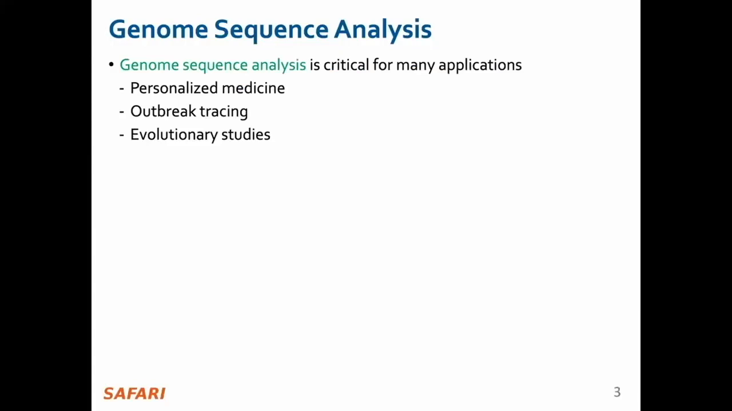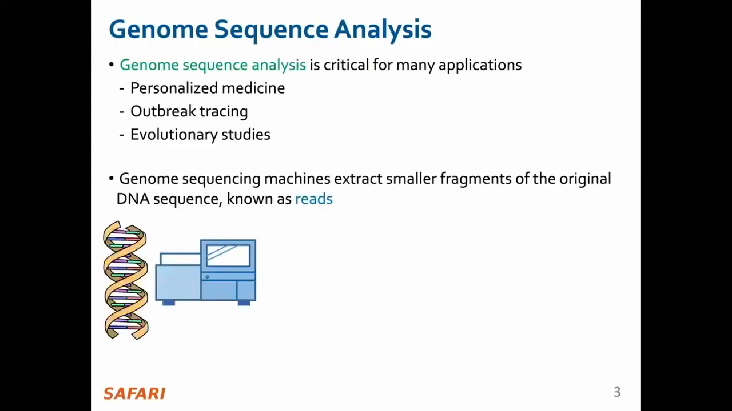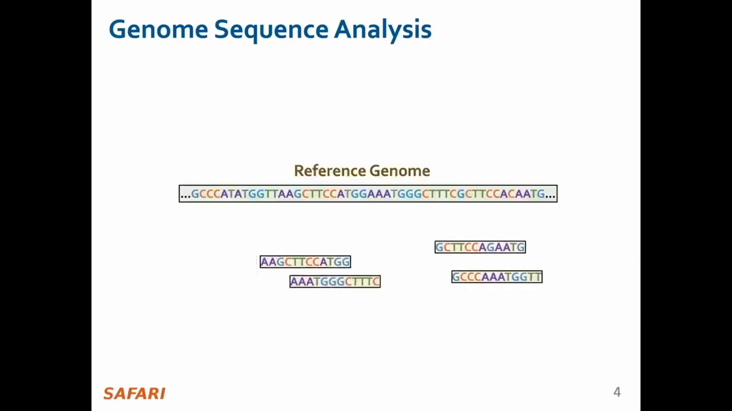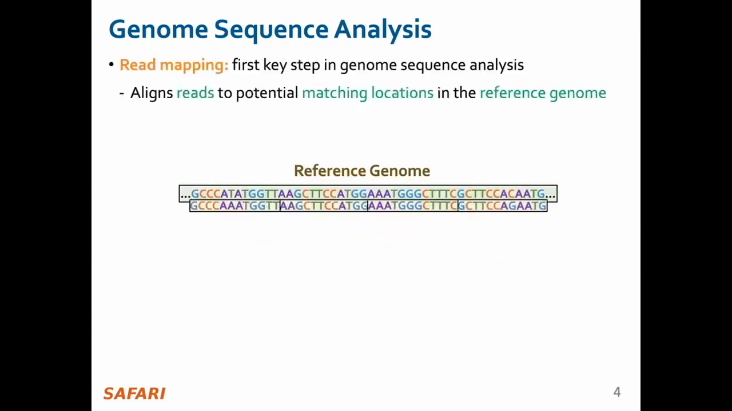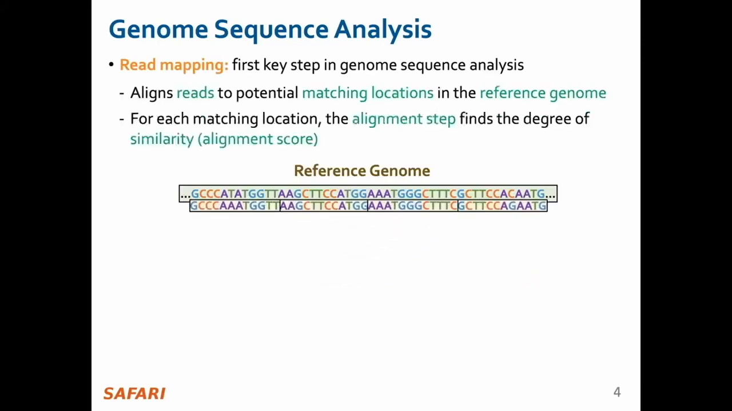evolutionary studies. Genome sequencing machines extract smaller fragments of the original DNA sequence, known as reads. And as you know, read mapping is the first key step in many genome sequence analysis applications that aligns reads to potential matching locations in the reference genome. And for each matching location, using the alignment step, it finds the degree of similarity or the alignment score between the reads and the reference genome.